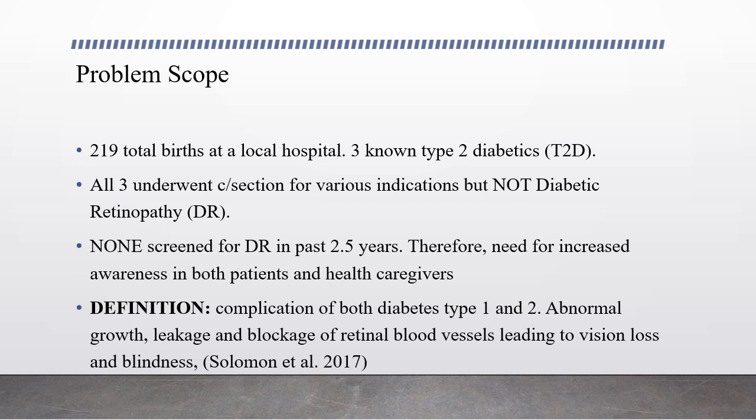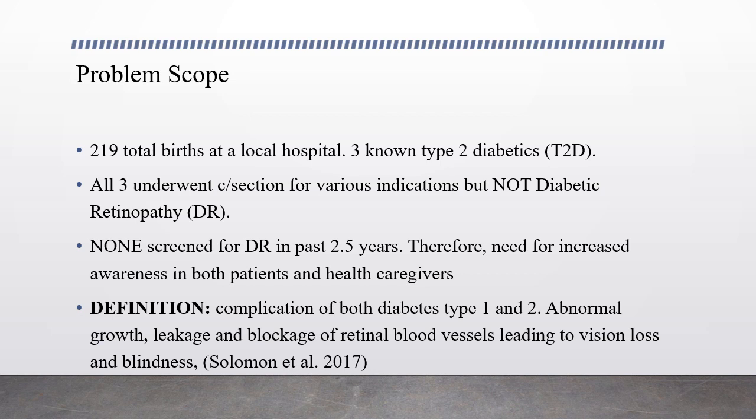So to just illustrate the problem, these are statistics from a local hospital that had 219 total births or deliveries in a month. Of these deliveries, 3 were non-type 2 diabetes patients that underwent cesarean section as a mode of delivery. The interesting thing is that the indication for these cesarean sections was everything else and not diabetic retinopathy. This is because none of these patients were screened in the past 2.5 years for retinopathy. Therefore, we truly need to increase awareness in both patients and health caregivers.